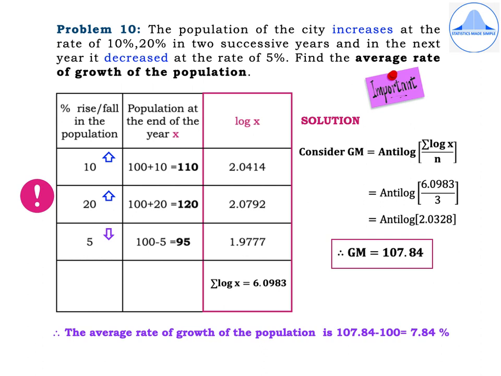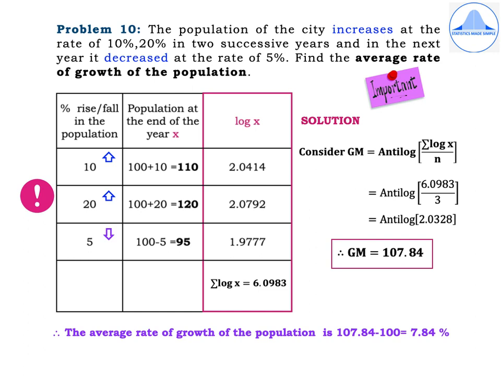Problem 10. The population of the city increases at the rate of 10%, 20% in 2 successive years, and in the next year it decreased at the rate of 5%. Find the average rate of growth of the population. So the first column we'll title as percentage rise or fall in the population. The rise is indicated by the upward arrow in blue color, and the decrease is denoted by the down arrow in purple color, and the values are 10, 20 and 5.